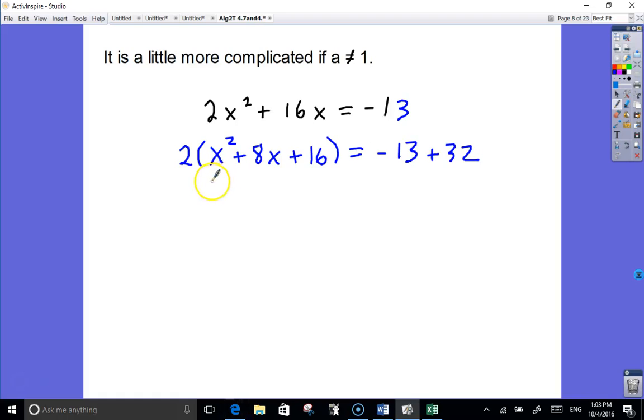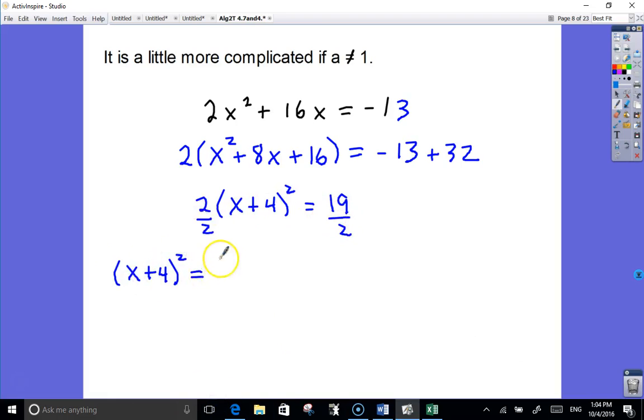So now we're going to get 2 times x plus 4 squared equals 19. So we almost have a perfect square trinomial equals a number. I got to isolate the parentheses squared. What do I have to do? Divide by 2, right? So divide by 2, divide by 2. So now I've got x plus 4 squared equals 19 halves. Okay? Take the square root of both sides.